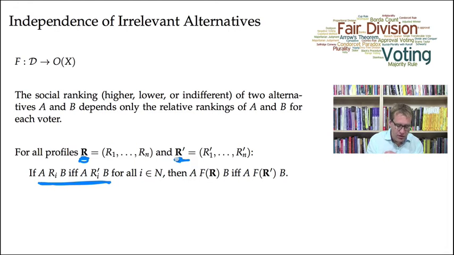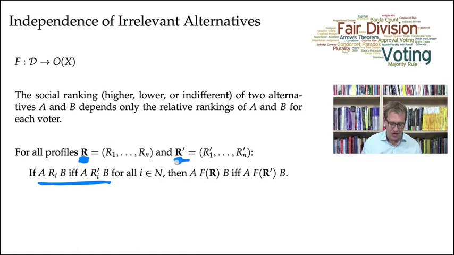When we move to this other profile, R prime, the voters change their orderings regarding the alternatives other than A and B. But the voters that ranked A strictly ahead of B in profile R also rank A strictly ahead of B in R prime. The voters that rank B strictly ahead of A in R also do so in R prime. And the voters that are indifferent between A and B in R are also indifferent in R prime. So their opinions about A and B are exactly the same in R and R prime.